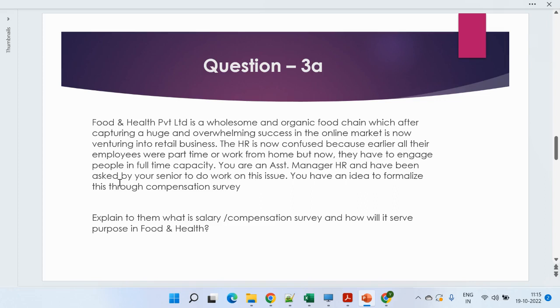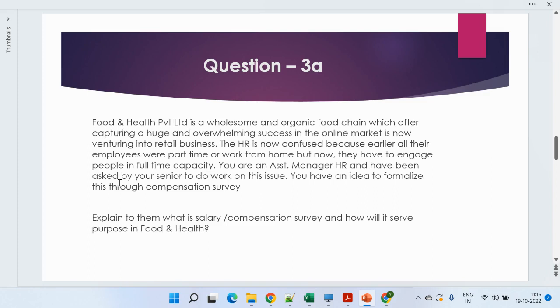You being the assistant manager have been asked by a senior to look into the issue. You have to formalize their compensation survey, explain to them what is salary and compensation survey and how it will serve the purpose in Food and Health. So the third question's first paragraph is what we have discussed. The second part comes as 3A.